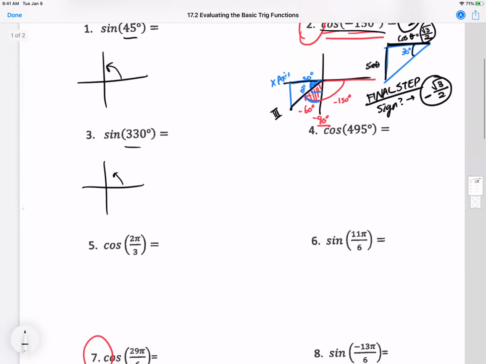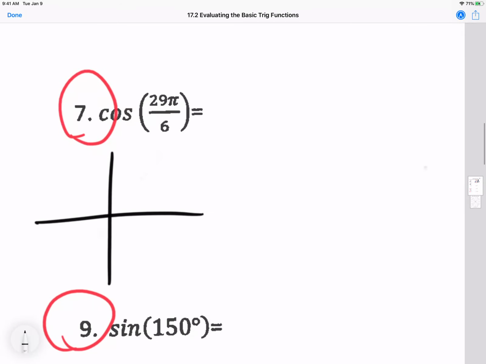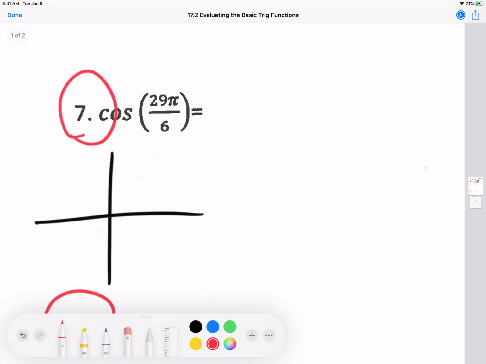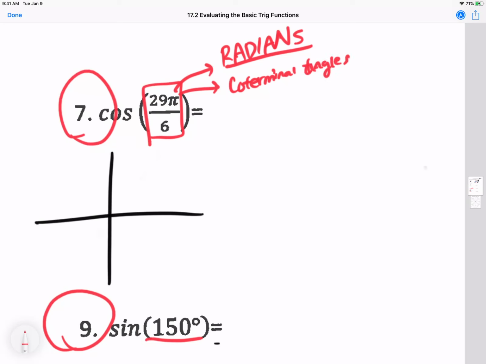Okay. Now, number 7. This is going to be a positive angle, so I don't have to worry about it going clockwise. It's going to be the usual counterclockwise. But the problem here is, number 1, first of all, it's in radians, and nobody really likes radians more compared to degrees because we're more comfortable with degrees, and we all get that. But the other thing is that this also needs to be determined by the coterminal angles, because 29 pi over 6 is actually going to be way more than the actual 360 degrees.